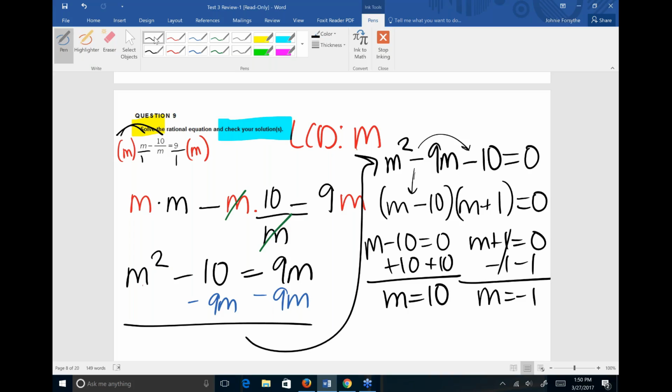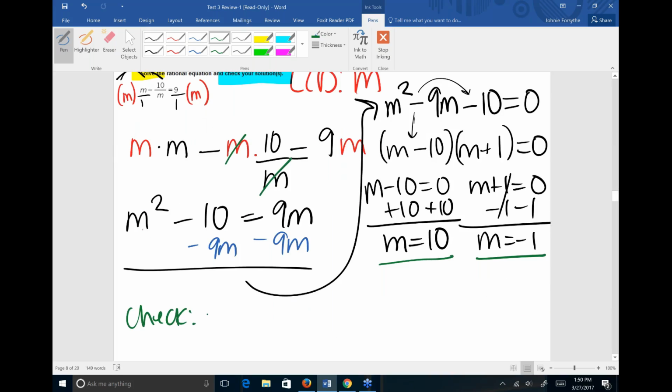And then you want to check your solutions. So we got to go back and make sure if I were to plug in 10 in for m, I wouldn't get an undefined answer. And make sure if I plug in -1 in for m, I wouldn't get an undefined answer. So we can check that. So I can plug in the first one. So 10 minus 10 over 10 equals 9. So that'd be 10 minus 1 equals 9, and that's true.